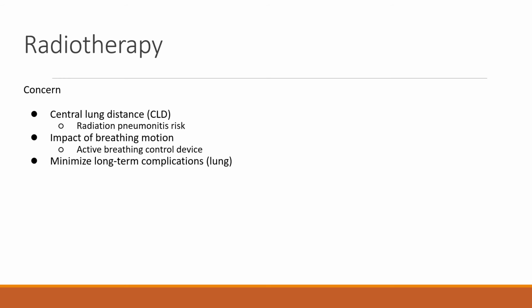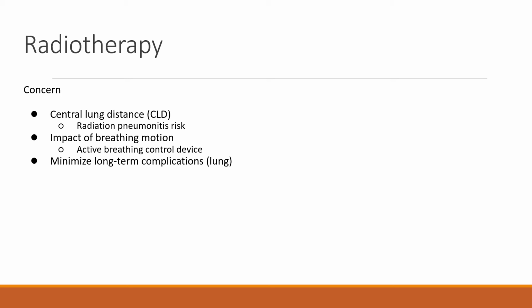However, there are some concerns about the treatment plan. Central lung distance is one of the issues that needs attention. The volume of lung being irradiated should be as little as possible. Radiation pneumonitis risk will be lower than 2% with central lung distance less than 3 cm, but it will rise up to 10% with central lung distance around 4 to 4.5 cm.